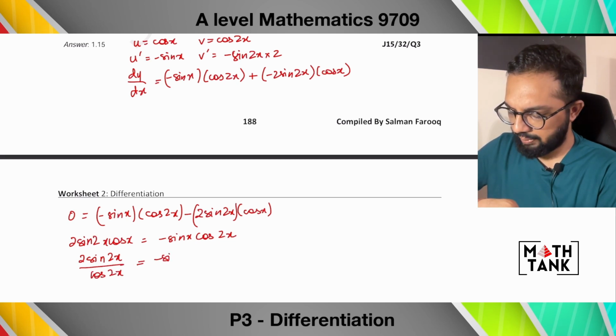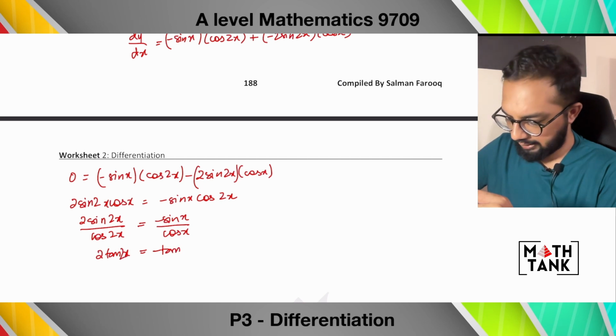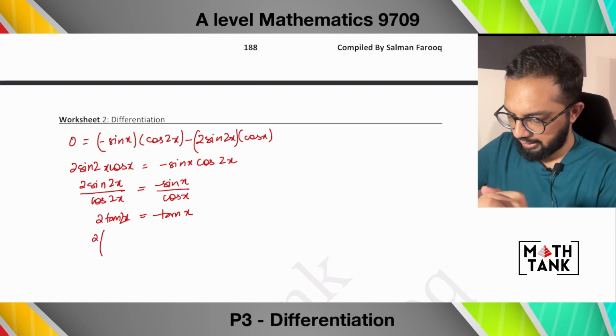So what I'm doing is converting both to tan. 2 tan 2x, and then I apply my identity.